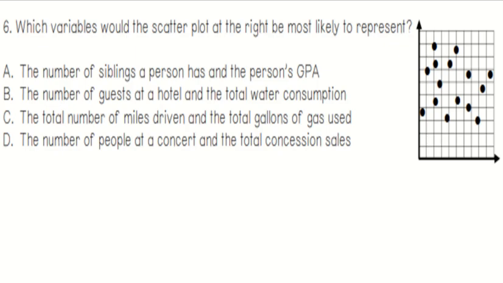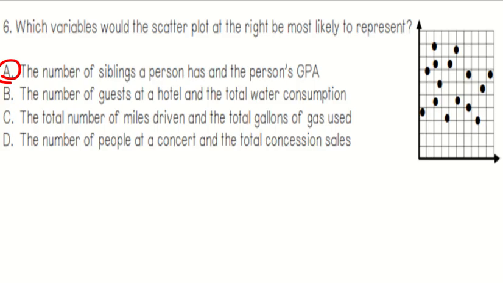All right, look at the scatter plot there. What type of association do I have? None really. It's pretty much just random, right? All right, so we're looking for one that would have no association. Answer choice A says the number of siblings a person has and the person's GPA. Would that have an association? No. So A would be our answer right there. You could have a lot of siblings and have really good grades. You could have a lot of siblings and have really bad grades, right? You could have no siblings and have good grades. You could have no siblings and have bad grades. So that could be kind of random.